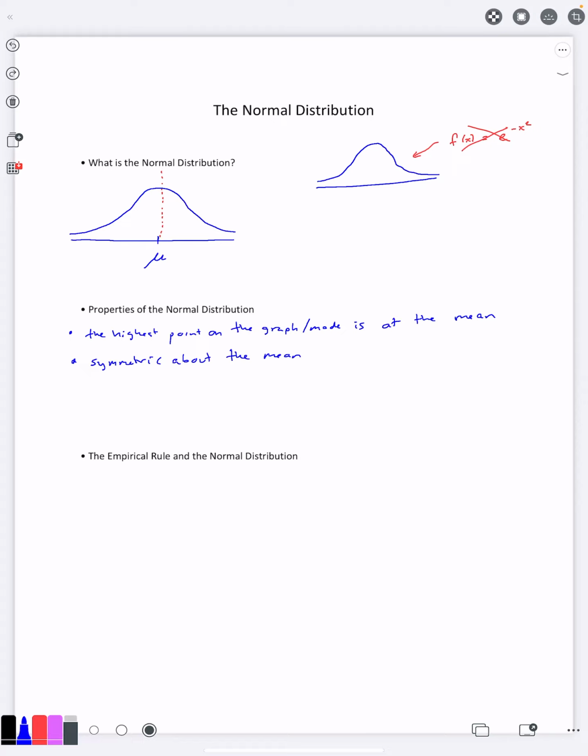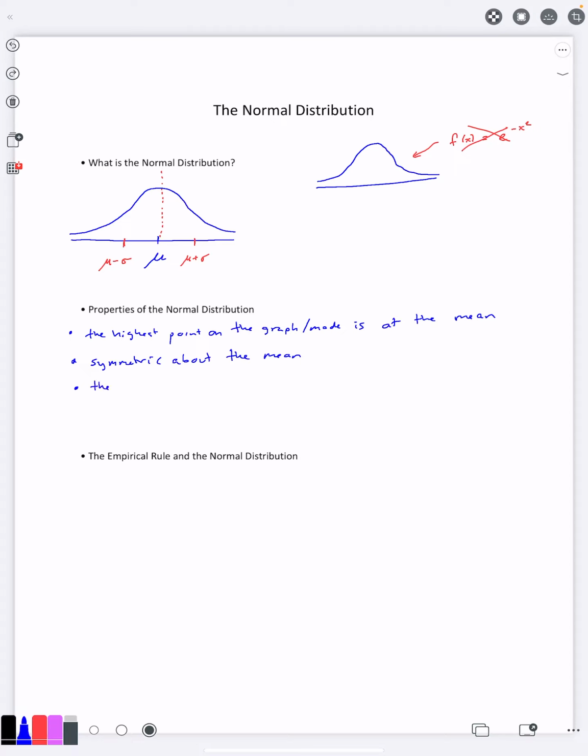The book will also say that there are these things called inflection points. Basically, if you were to go to the right by one standard deviation, mu plus sigma, and to the left one standard deviation, that's where the graph has this curving point, changing from where it's going downwards, like a parabola, to where it's flattening out here. I wouldn't worry too much about these inflection points.